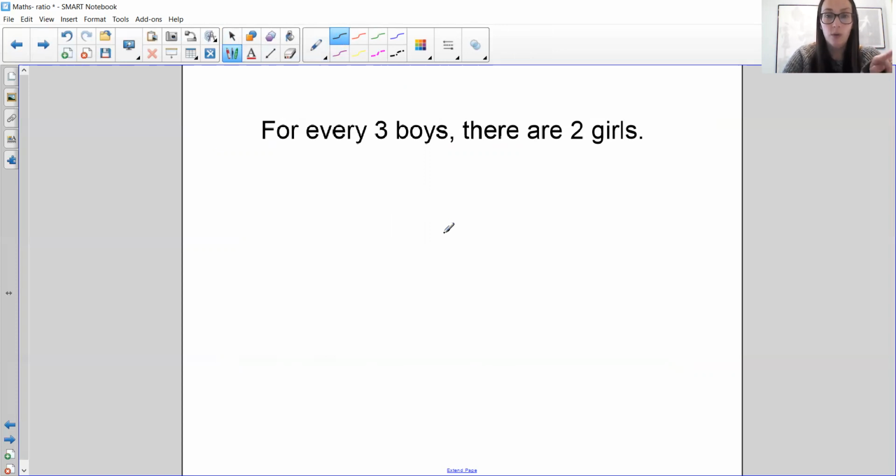Can you write this into your book? What would the ratio be? How would you write this as a ratio using that colon sign? So you need your little colon sign to show ratio. So I'm going to put a B up here for boys and a G for girls. And that's just so I don't get confused. So I don't think that there's 3 girls for every 2 boys. So boys, there's 3 boys, girls, 2 girls. So the ratio is 3 to 2.